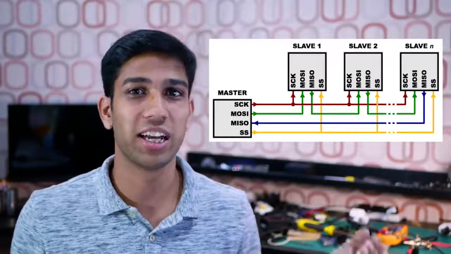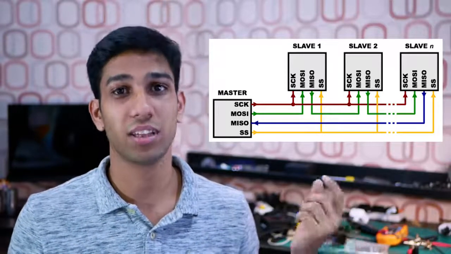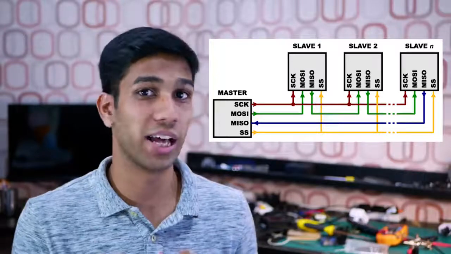What actually happens to the data is it goes to the first slave and then overflows to each of the subsequent slaves till it reaches the last slave. This method is very commonly used with LED clusters.